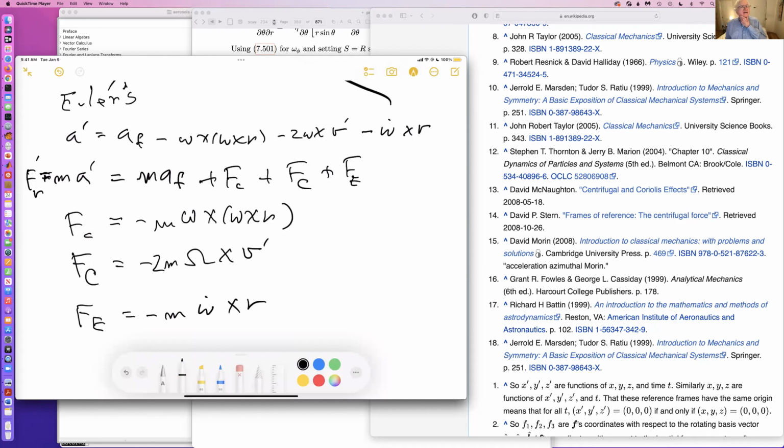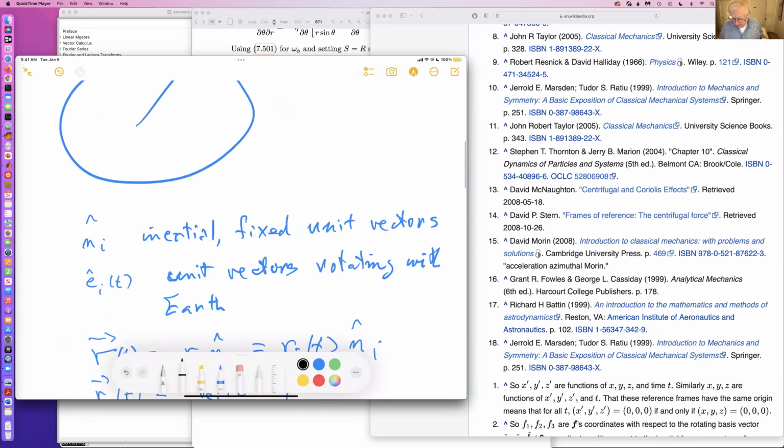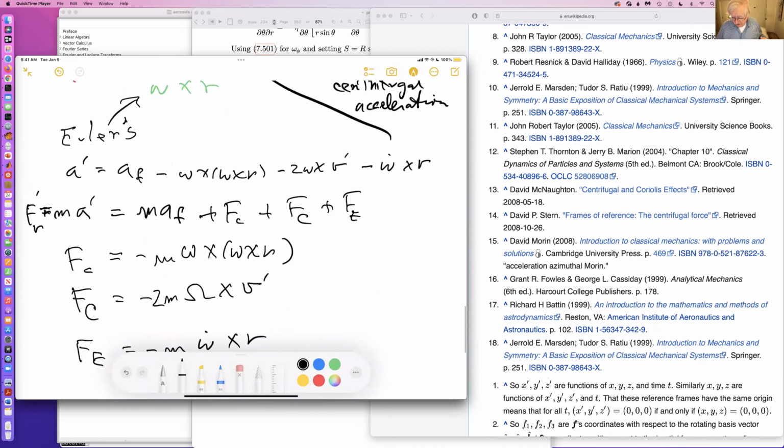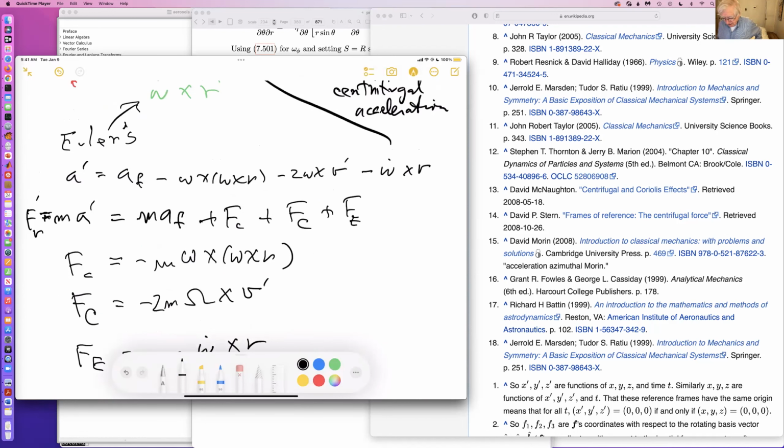That is, you said, let's suppose there's some particle in space near planet Earth, and it's big enough so that we can see it, and it's acted upon by some force. Then what will be the acceleration that we'll see? Well, if we're out there in a spaceship in an inertial coordinate system, the acceleration we'd see would be this one here, a fixed.